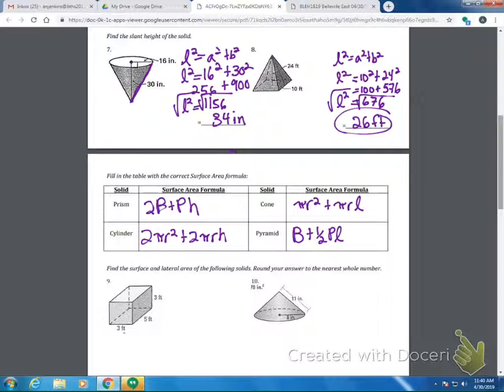With this, I just want to remind you that the second half of each formula is your lateral area. So when they're asking for your lateral area, it's the second half of each of these formulas. Okay, so I'm going to clear the slide and we're going to move down.